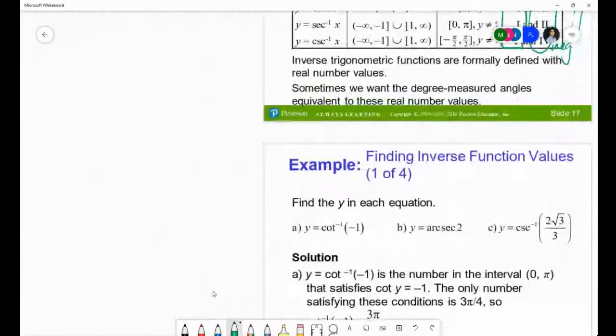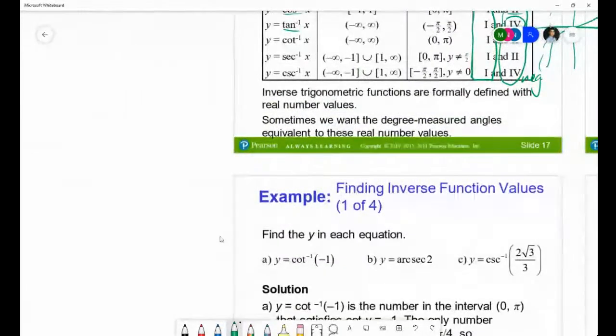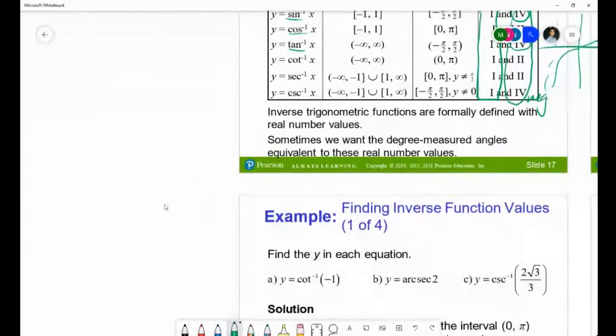All right, let's do these. You're going to need your calculator. Or not. You should be able to find these values now. All right, so y equals cotangent inverse of negative 1. Go ahead and find that. Let me know what you get.